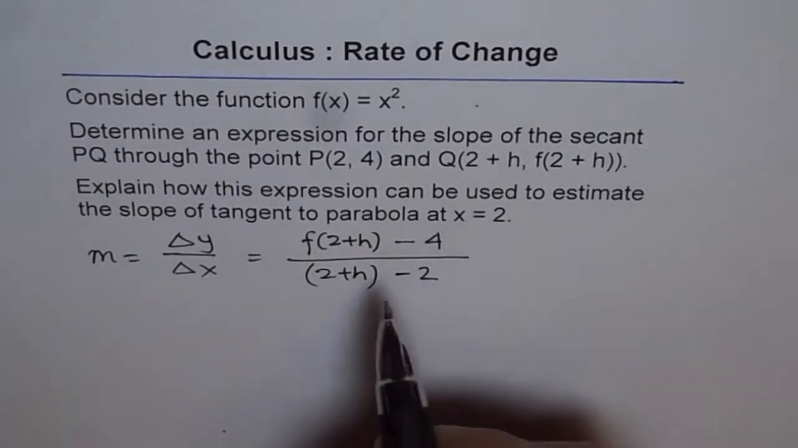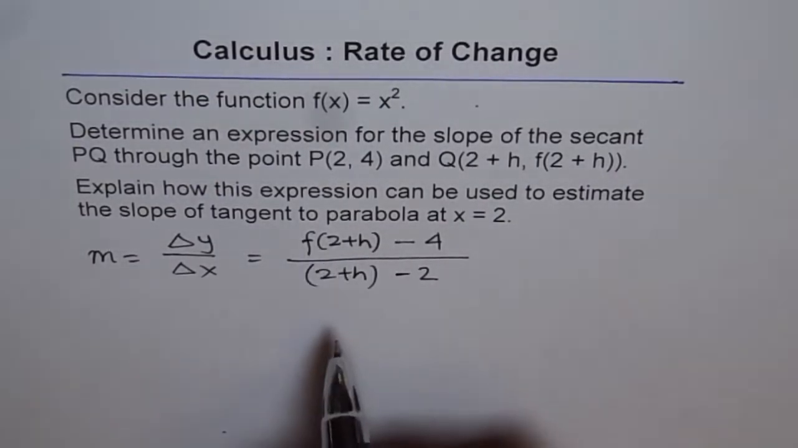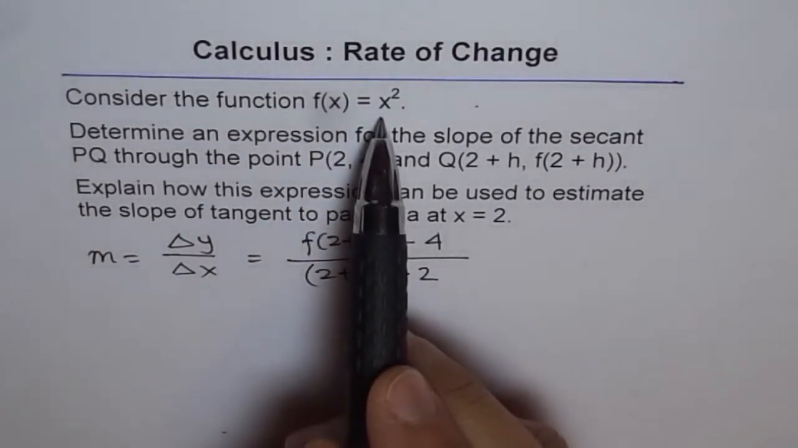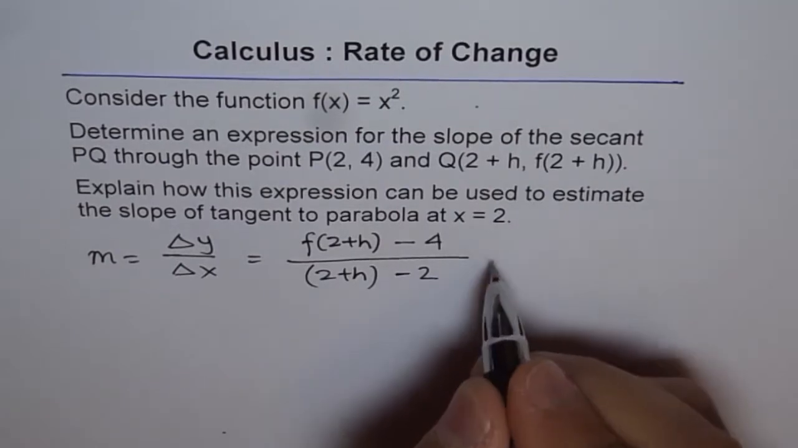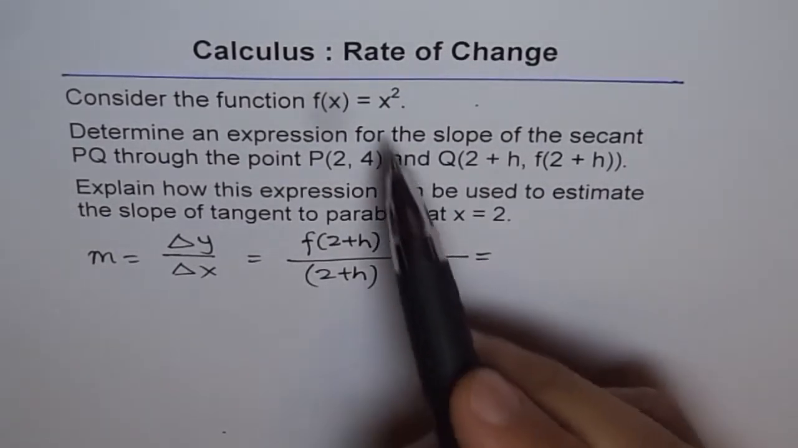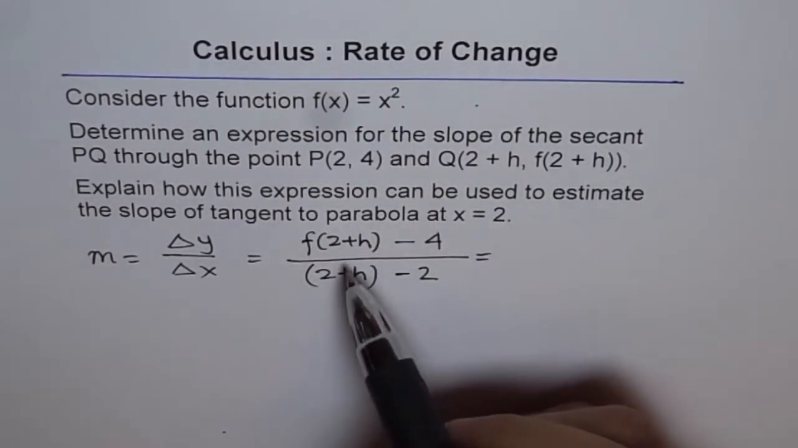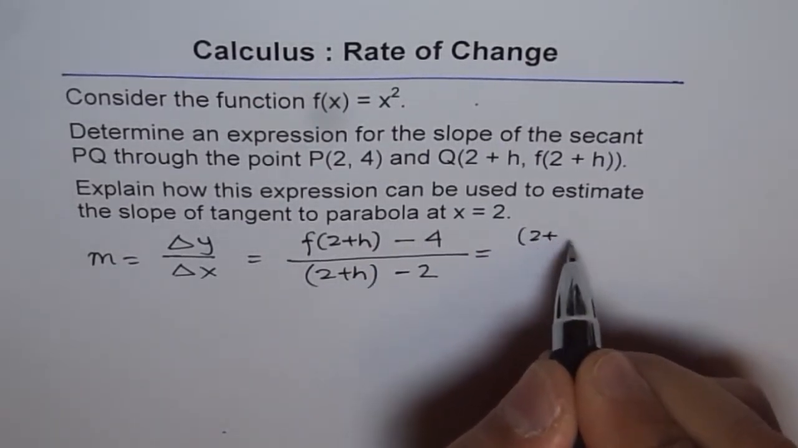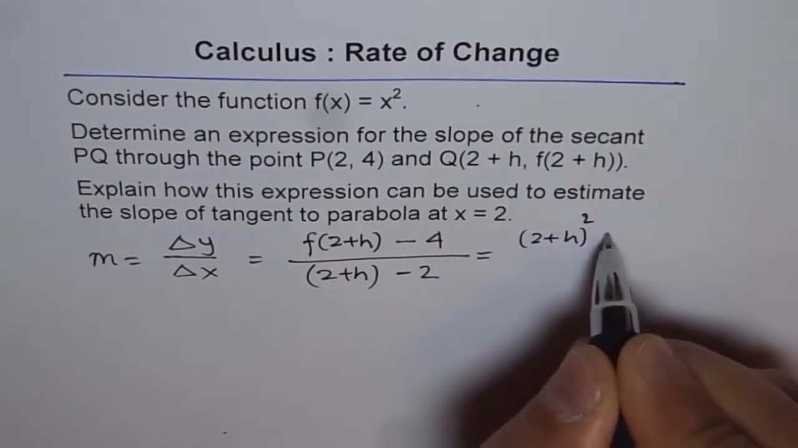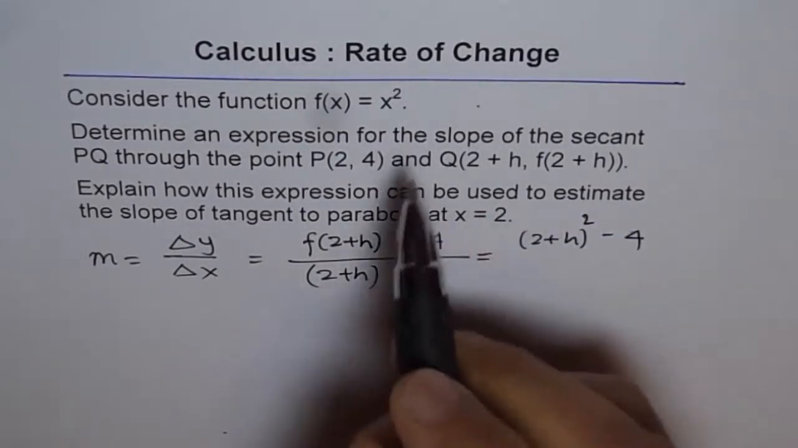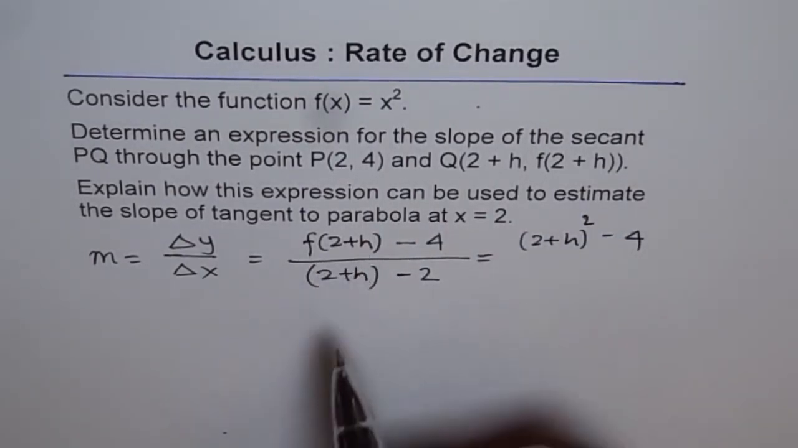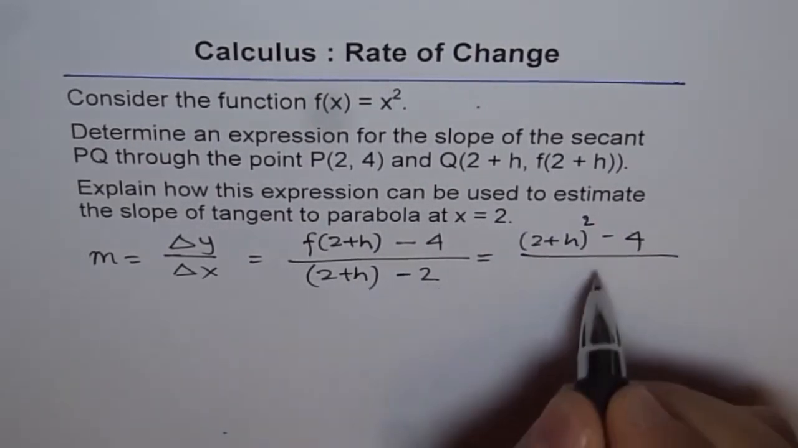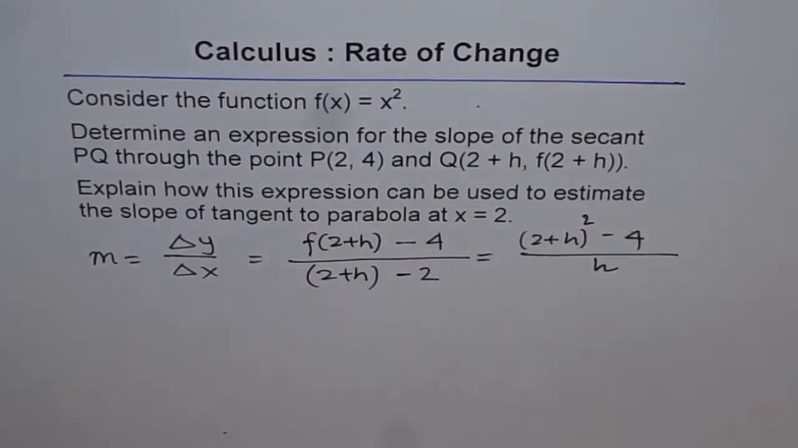Correct. Now what is f of 2 plus h? f of 2 plus h is the value of the given function at x equals 2 plus h. So let's substitute x as 2 plus h and find this value. So this value is 2 plus h whole square minus 4, right? And 2 plus h minus 2 gives us h. So we get this expression.